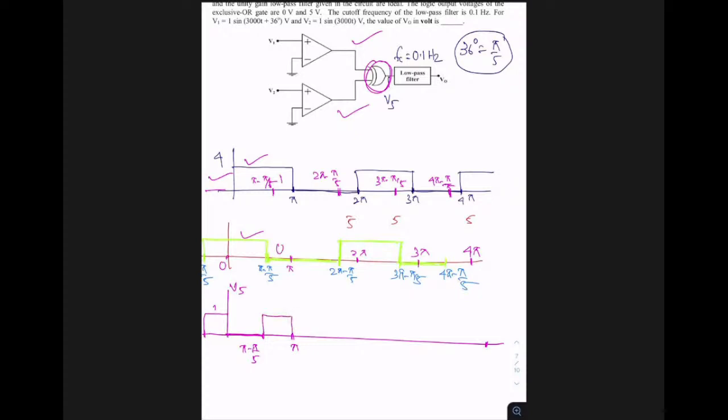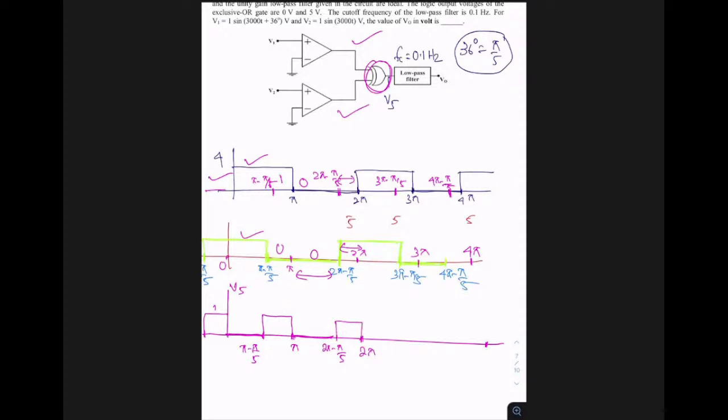Then between pi and this point, which is 2 pi minus pi by 5, this is 0 and this is also 0. I mean, this segment I'm speaking about. 0 XOR 0 is 0. Then between 2 pi minus pi by 5 to 2 pi, this is the point 2 pi. I'm speaking regarding this gap. This is 0 and this is 1, so again we're getting 1.